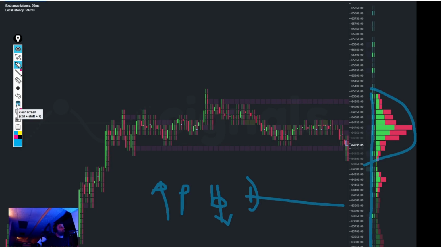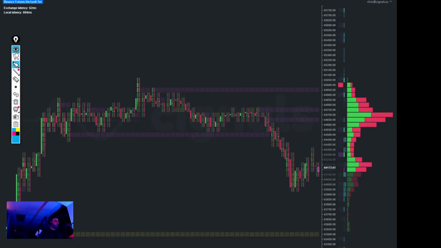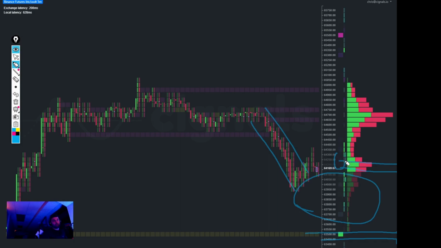So now, why is that? You notice that we pulled back into value, right? Notice the bid, right? And notice here, now we're getting a lot of activity like right here from sellers, right?